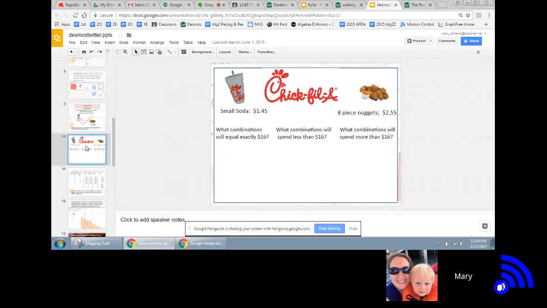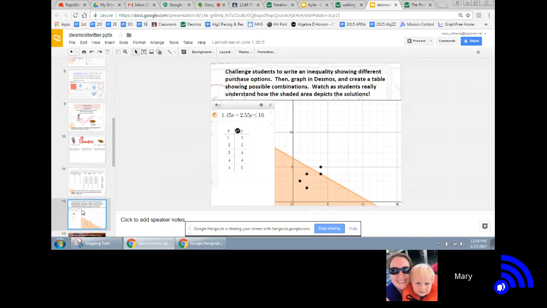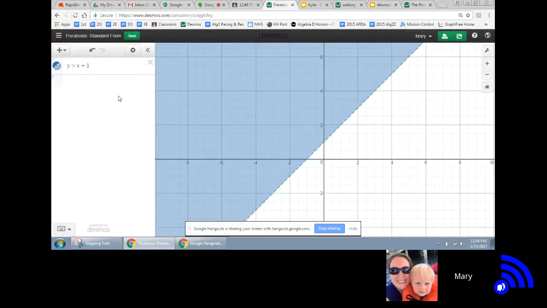And so the kids played around with it and came up with some different equations and got some data. And when they graphed it, you can see this is going to be your inequality here. For the first time, I think ever, kids really got the fact that if a point fell in that solution, that meant it was valid. They could actually purchase that combination of stuff. So I really like the inequalities.